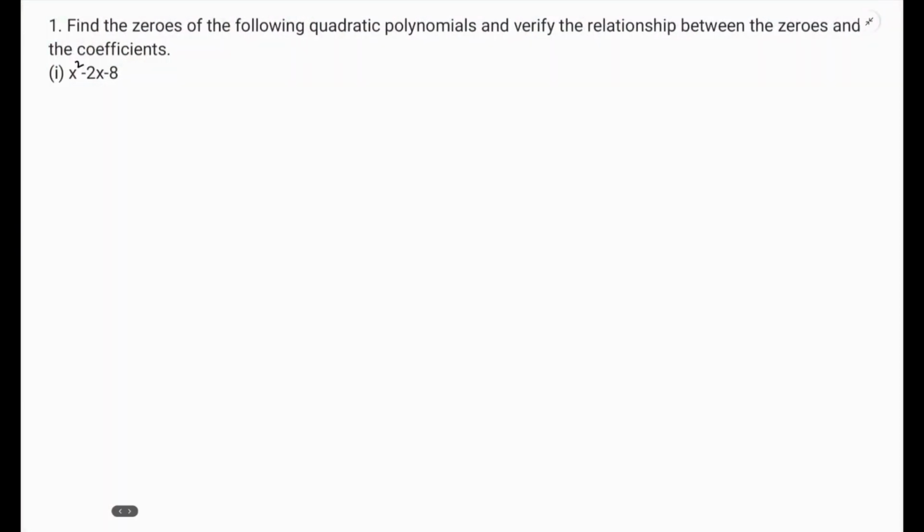First one, find the zeros of the following quadratic polynomials and verify the relationship between the zeros and the coefficients. This is the polynomial x square minus 2x minus 8. How do you find the zeros?